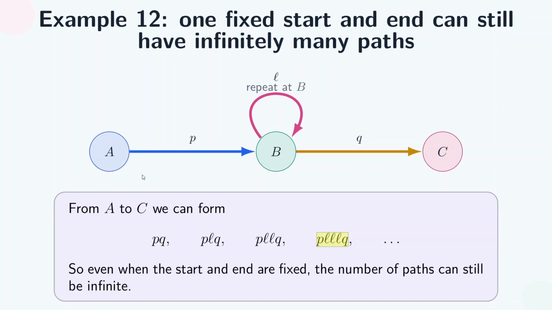Infinitely many paths do not require infinitely many vertices or infinitely many arrows. A single repeatable part inside the quiver is enough. Now that we have seen many examples, we are ready for the formal definition.